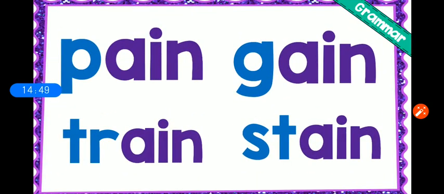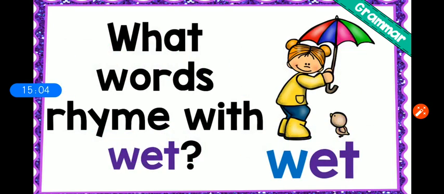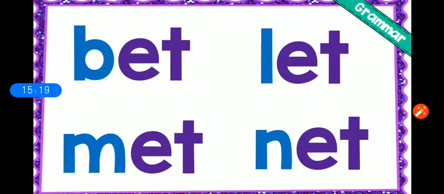Pain, gain, train, stain. All these are rhyming words. They rhyme with the word rain because they end with the same sound. Okay? Now, what words rhyme with wet? Check it out. Tell me some words that rhyme with wet. Beautiful. You gave it a good try. Now let me show you mine. Bet, let, met, net. All these are rhyming words. They rhyme with the word wet because they end with the same sound.